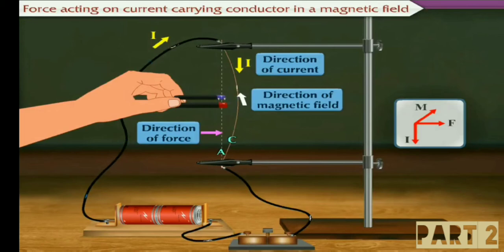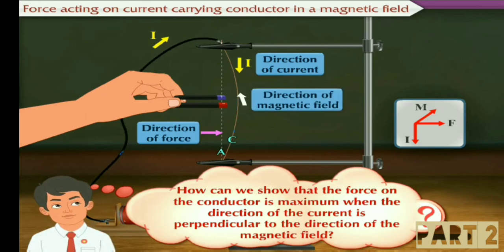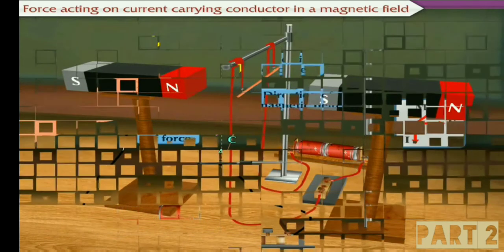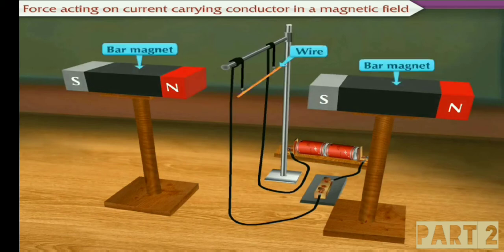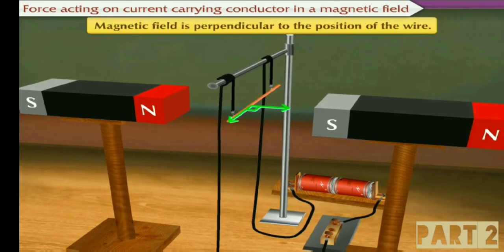Experimentally, it is possible to show that the force on the conductor is maximum when the direction of the current is perpendicular to the direction of the magnetic field. How can we do this? Come, let us understand. First, we shall arrange the apparatus as shown here. Let us keep the wire in between the two bar magnets as shown here. That means the magnetic field is perpendicular to the position of the wire.